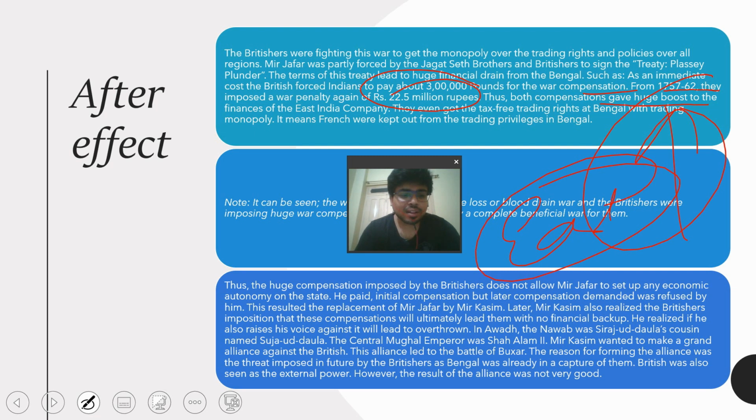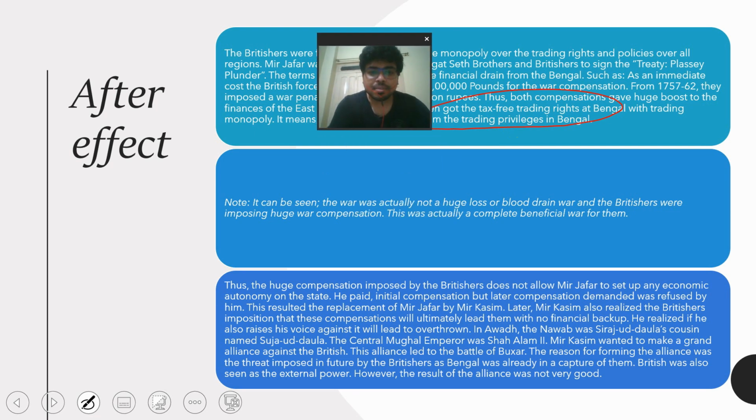So they understood that these wars are profit for them. They even got tax-free trading rights in Bengal with a trading monopoly, because Mir Jafar was under the hand of the Jagat Seth brothers. It means the French were kept out of trading privileges in Bengal because the government was being run by the British only. So that's why the French were kept out at the time, and thus the British got the monopoly due to the Battle of Palasi. So it can be seen that the war was actually not a huge loss or a blood-draining war, and yet the British were imposing huge war compensation.